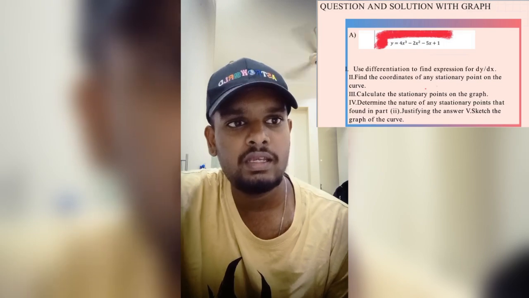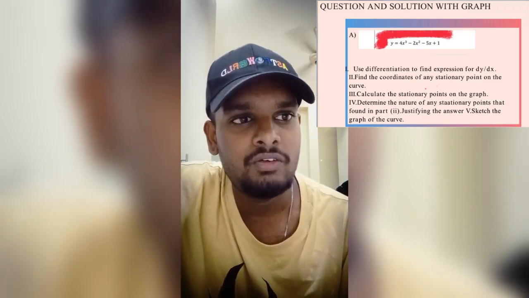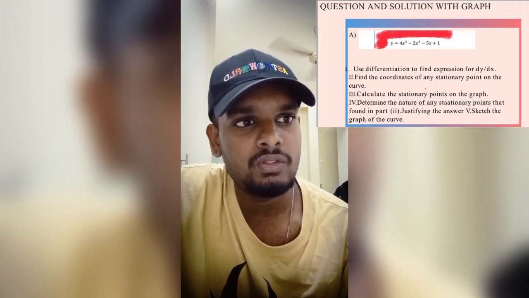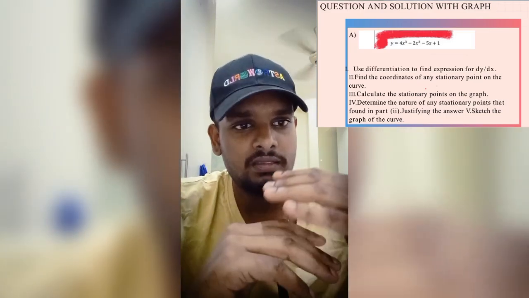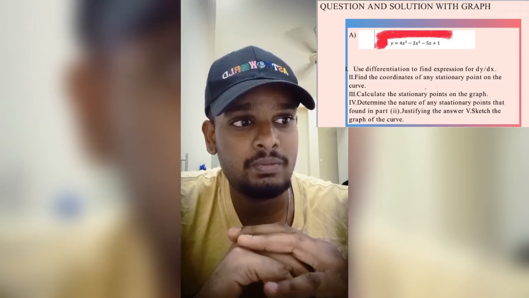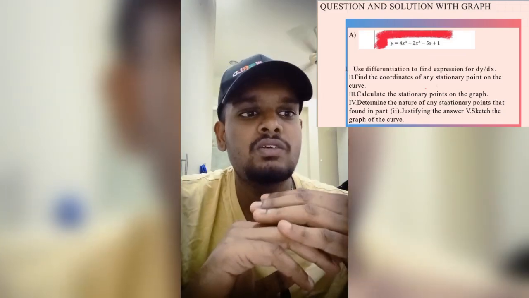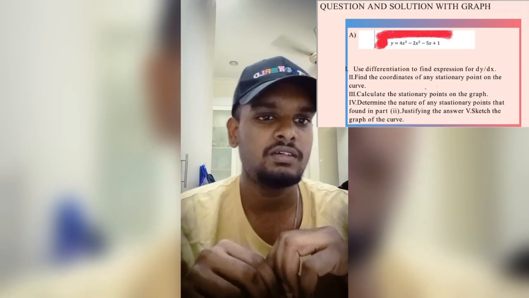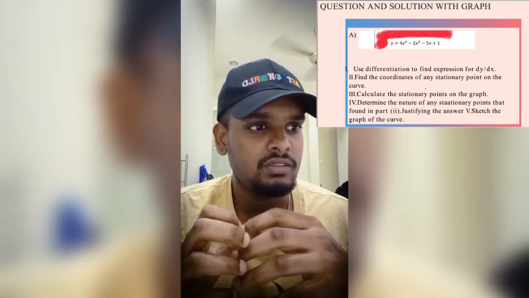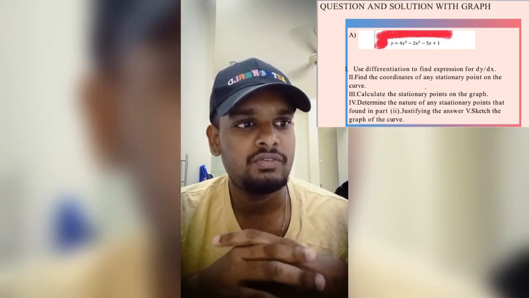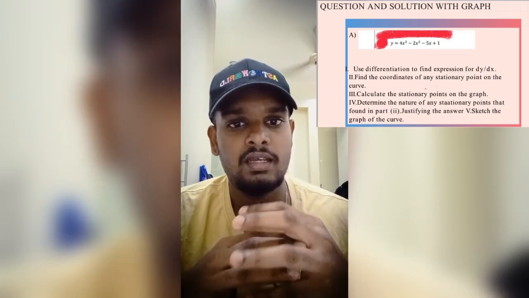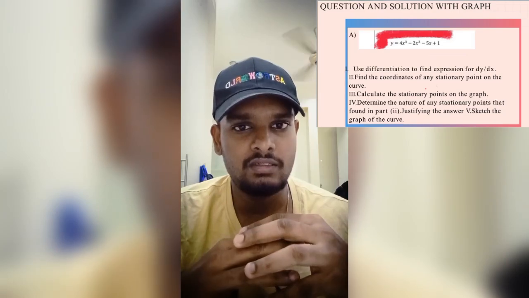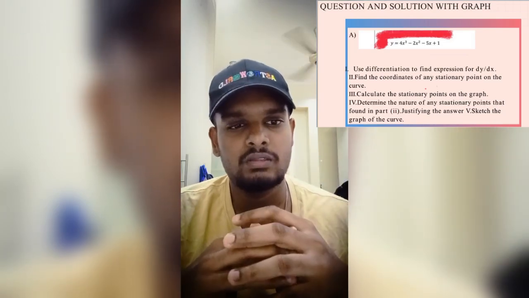Today I would like to do the question and solution with graph for our question, which is based on our topic, differentiation in chapter 2. The question we chose is question A: y equals 4x³ minus 2x² minus 5x plus 1. In this question we have to use differentiation to find an expression for dy/dx, find the coordinates of any stationary points on the curve, determine the nature of any stationary points found in part 2 and justify the answer, and finally sketch the graph of the curve.